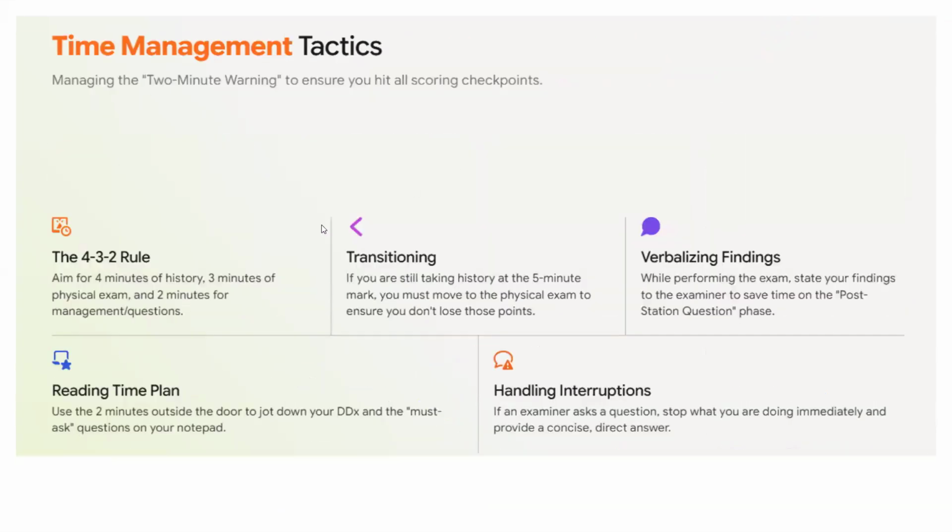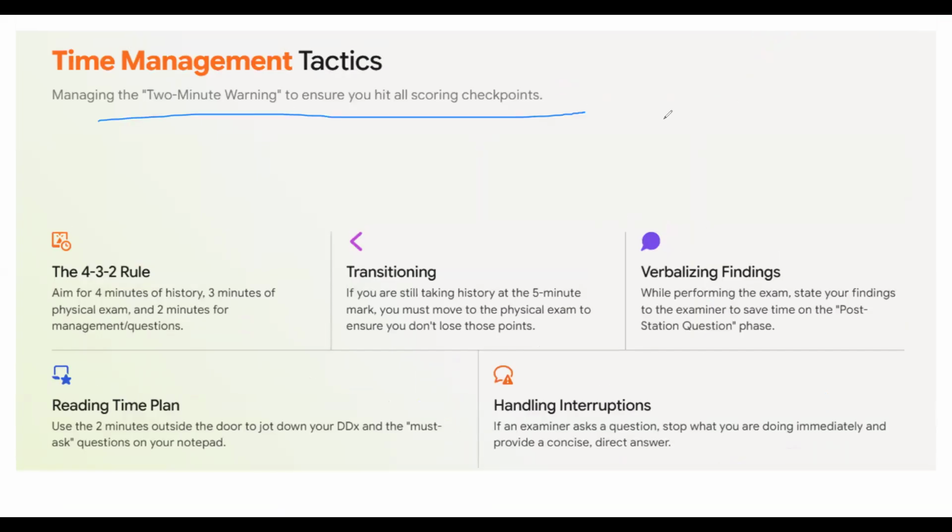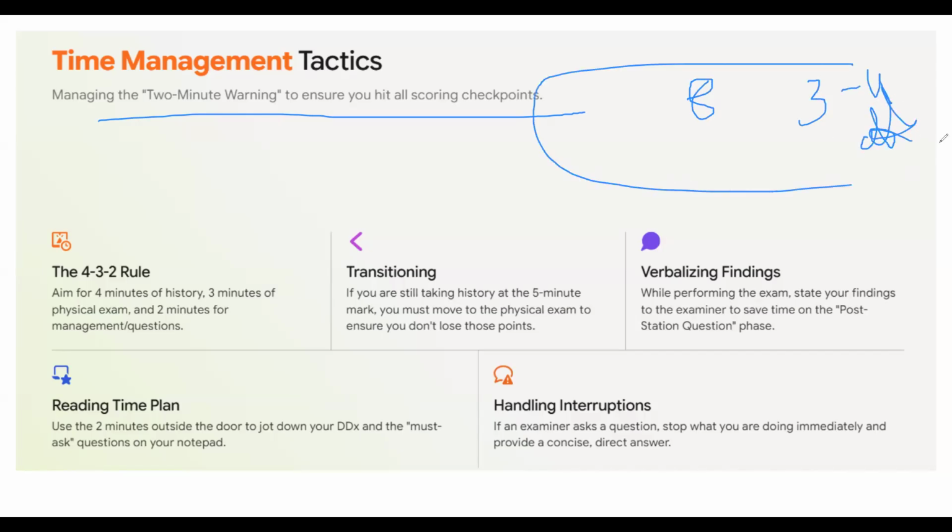Now, how do you manage your time? It's very important that you're able to manage your time. So when you're practicing, make sure that you're practicing history taking for 8 minutes and then 3 to 4 minutes of differential diagnosis, counseling, however you want to spend that time. But in 8 minutes, you should be able to take a full, comprehensive, but focused history. You don't need irrelevant information.